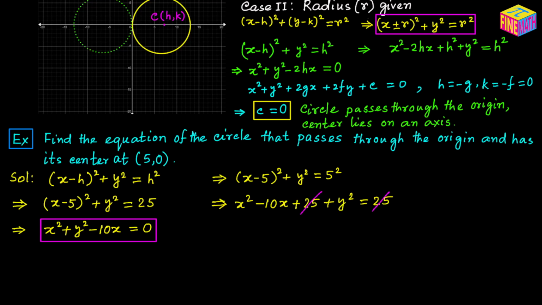The equation of this circle would be x squared plus y squared minus 10x is equal to 0. And because in this case we have been provided with the location of the center, we are talking about one specific circle, so there will be only one equation as the answer, and that is that equation. Next, let's take a look at a second example.